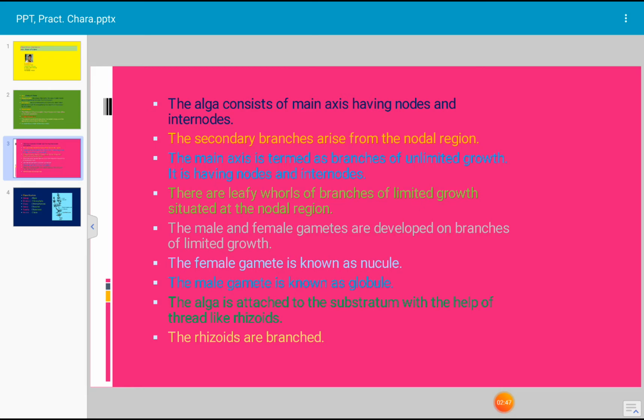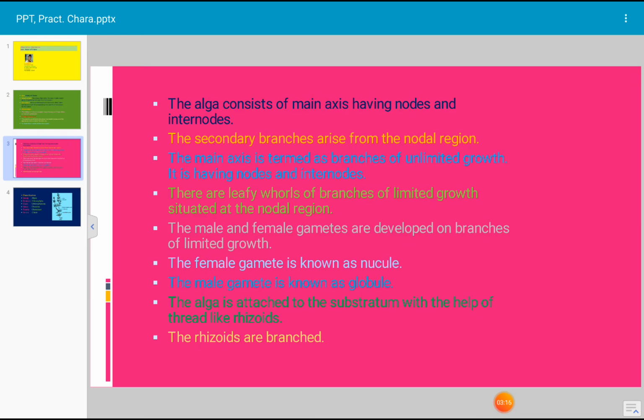The male and female gametes are developed on the branches of limited growth. The female gamete of Chara is known as nucule, and the male gamete of Chara is known as globule. The alga is attached to the substratum with the help of thread-like rhizoids. The rhizoids are branched.